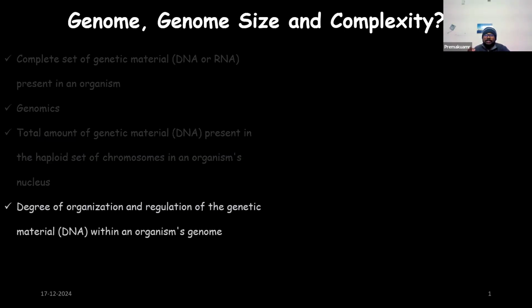Only the haploid content of the particular DNA. If it is a diploid, only the haploid set should be considered as the genome. Then how is this genome organized? The degree of organization and regulation of genetic material within an organism's genome, and understanding this, is called genomics.